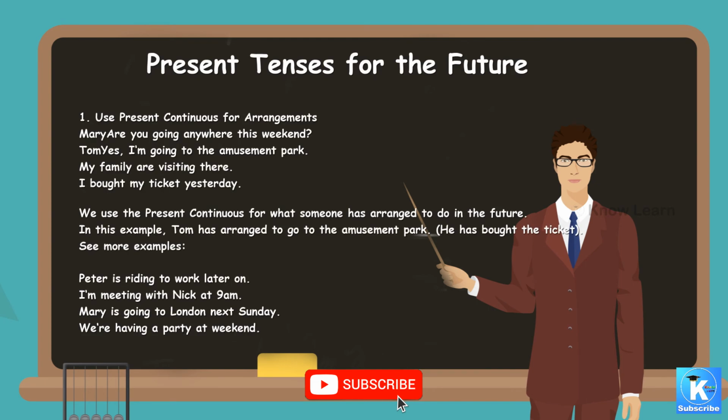Present tenses for the future. 1. Use present continuous for arrangements. Mary, are you going anywhere this weekend? Tom, yes, I'm going to the amusement park. My family are visiting there. I bought my ticket yesterday. We use the present continuous for what someone has arranged to do in the future. In this example, Tom has arranged to go to the amusement park. He has bought the ticket.